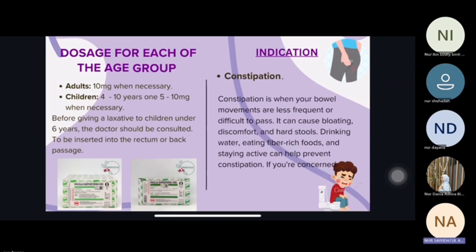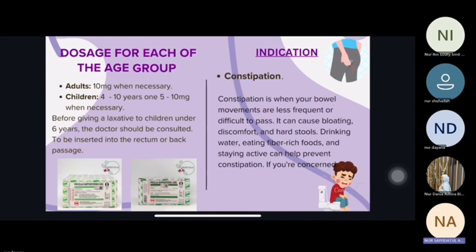Dosage form for each age group. First, adults: 10 mg when necessary. Second, children 4 to 10 years: 1 suppository, 5 to 10 mg when necessary. Before giving a laxative to children under 6 years, the doctor should be consulted. To be inserted into the rectum or bed passage. Indication is constipation.